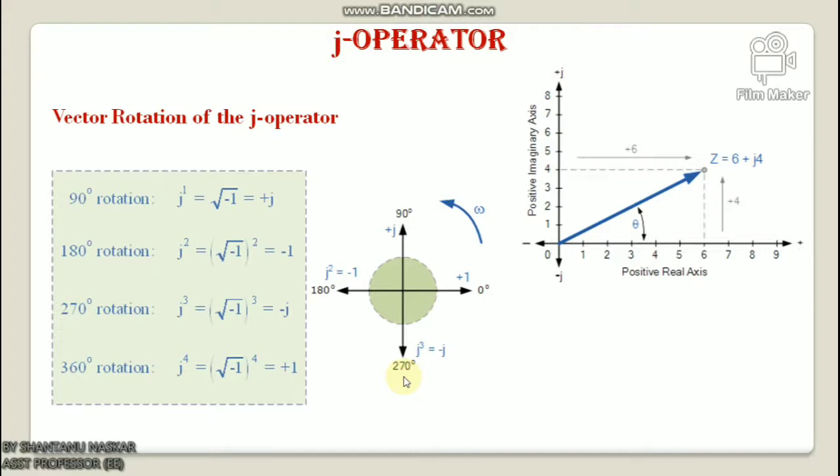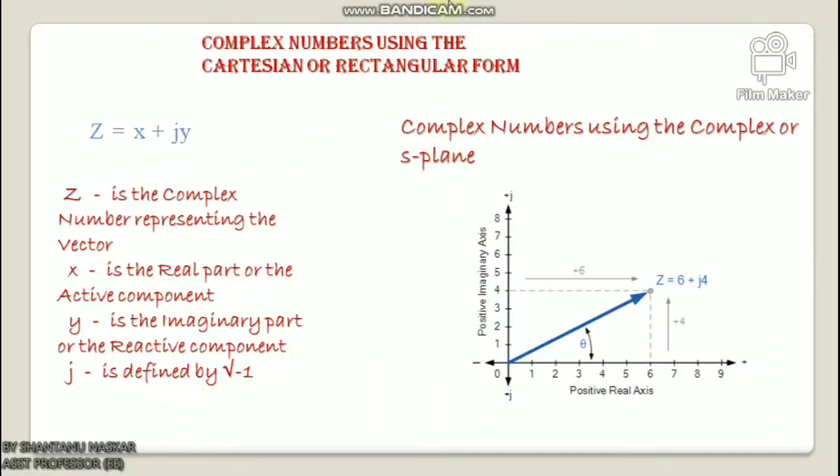In electrical engineering, there are different ways to represent a complex number, either graphically or mathematically. One such way that uses the cosine and sine rule is called Cartesian or rectangular form. So let us discuss now the complex number using the rectangular form.